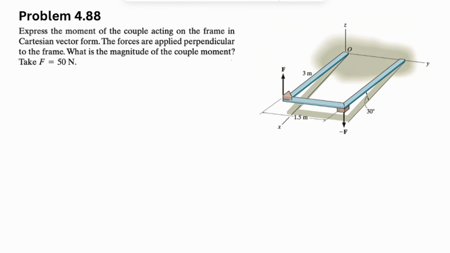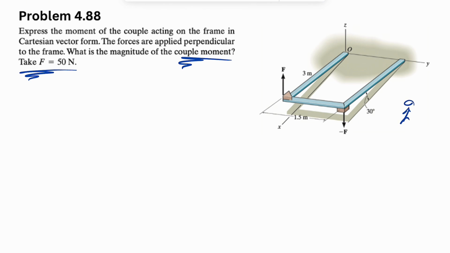Okay, guys, welcome back. We have another question from the fourth chapter of Engineering Mechanics Statics by Hibbeler, and another 3D couple question, where in this one we need to express the moment of the couple acting on the frame in the Cartesian vector form. The forces are applied perpendicular to the frame. What's the magnitude of the couple moment? So basically we need to find the magnitude of the couple moment, knowing that F is 50 newtons.